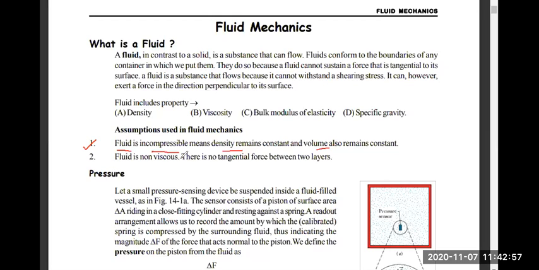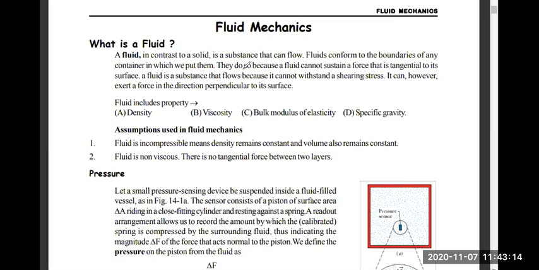The second assumption is fluid as non-viscous, which means there's no tangential force between two layers. This is the assumption that we make, meaning there's no tangential force on this layer. This is just the assumption that we have made.